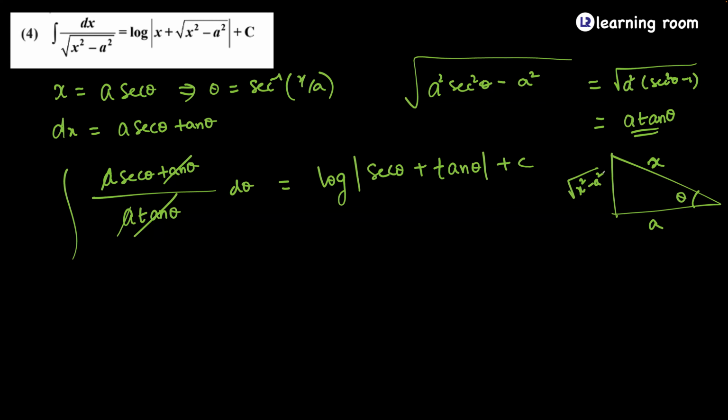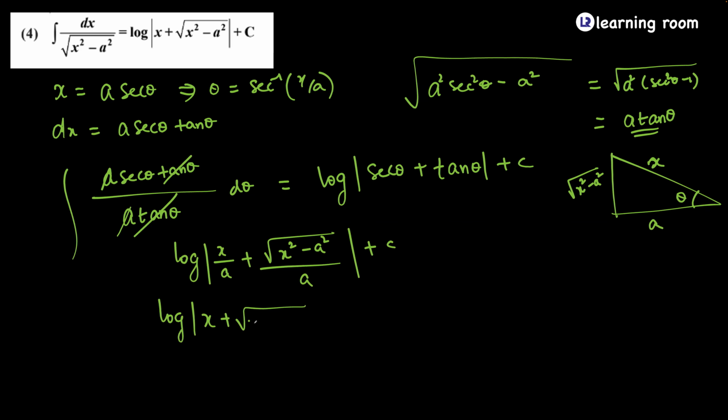Now from this triangle, tell me, what is secant theta? It is x by a. What is tan theta? Root of x square minus a square by a, plus c. What are you going to have? Log of mod x plus root of x square minus a square, minus log a plus c.